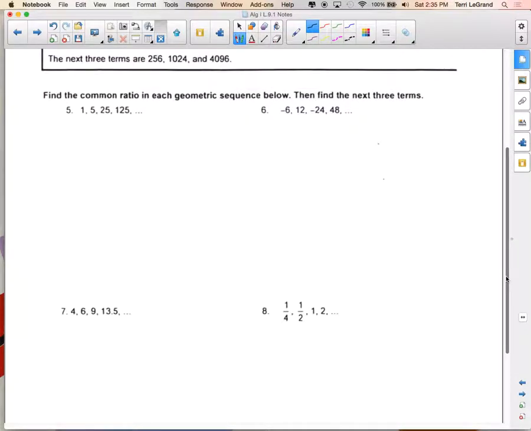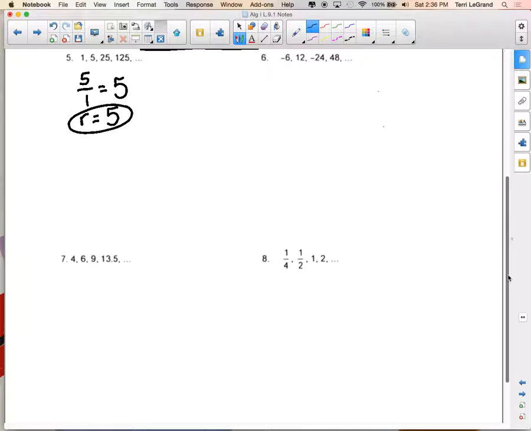Okay, so let's look at our directions here. Find the common ratio in each geometric sequence. In other words, they're telling us it's a geometric sequence, so to find it, we can use either 125 divided by 25, or 25 divided by 5, or we could really take the easy way out and do 5 divided by 1. Our R value is 5. The constant ratio is 5. So now we will use that as our multiplier. We will start with our last term given, multiply it by 5, get 625.